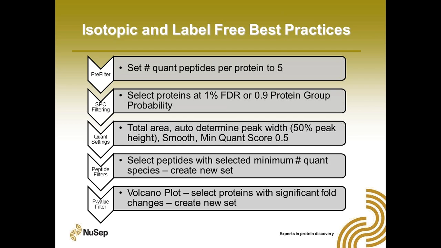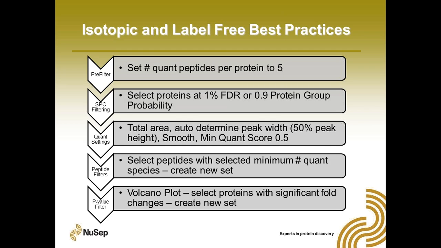The first step is if you're doing a complex sample, say more than 10 runs, we recommend reducing the number of quantifiable species down to 5. So it's going to dramatically speed up the processing. It's going to significantly reduce the final size of your project and overall make it easier to interpret. All right, so let's set that maximum number of quantifiable peptides to 5 per protein.